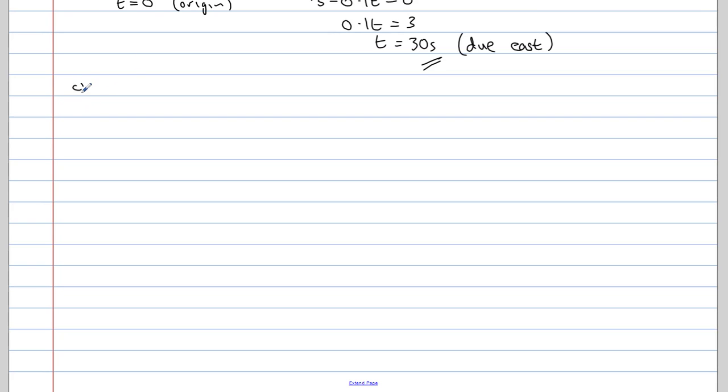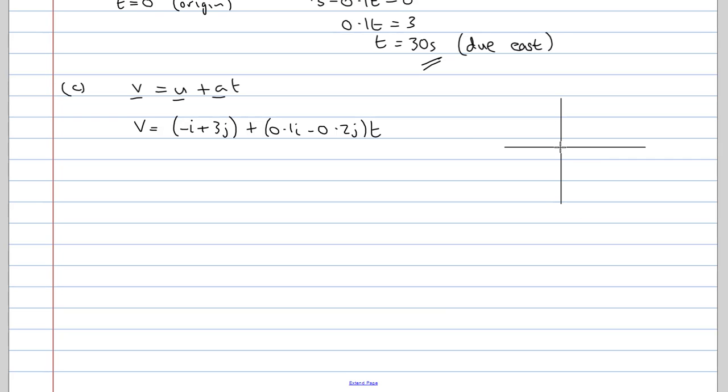So to start this question, I need to use the formula v equals u plus at. The initial velocity is minus i plus 3j, and the acceleration is 0.1i minus 0.2j multiplied by t. So this time round, the particle is travelling southeast, and that means it's going exactly 45 degrees between east and south. And remember, east is the i direction, south is the negative j direction. So to solve this problem, the i component must be equal to the negative j component.